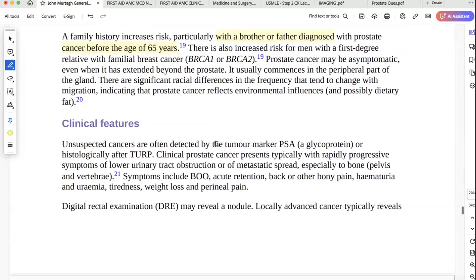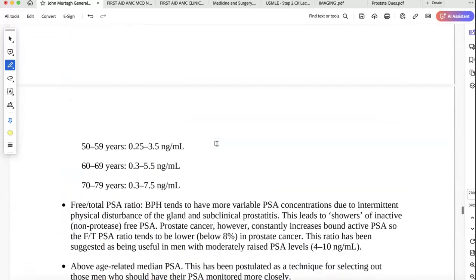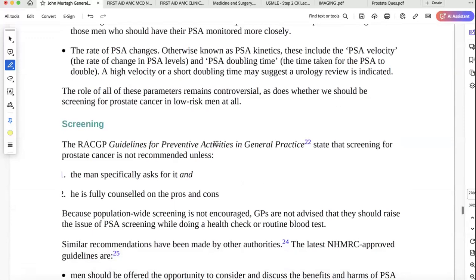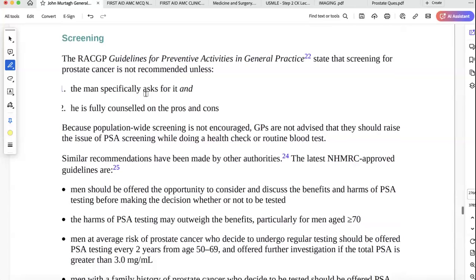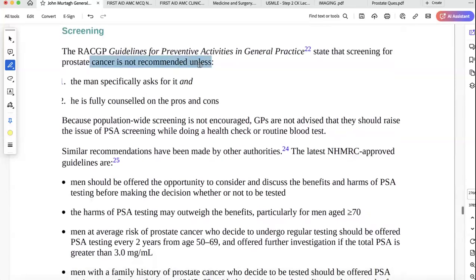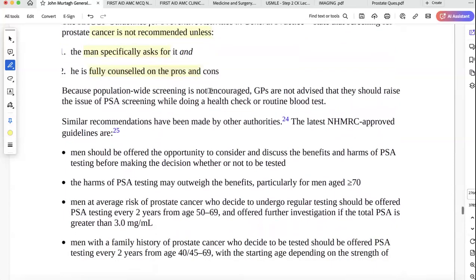Okay, so that's one of the other things that many times gets confusing in the exam, that do we really need to do screening or not? So this is about the screening guideline. RACGP says that screening for prostate cancer is not recommended unless someone specifically asks for it and the patient has been talked through the pros and cons.